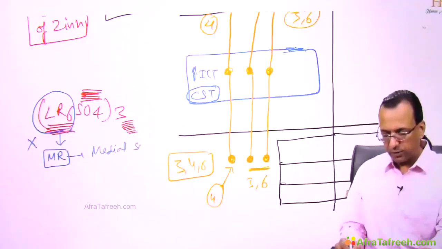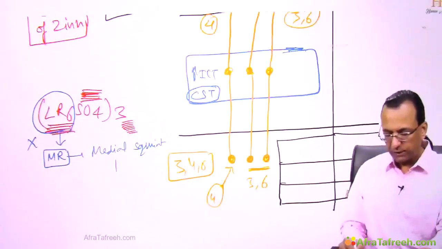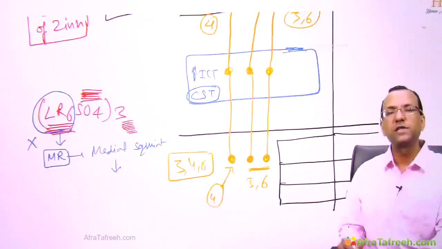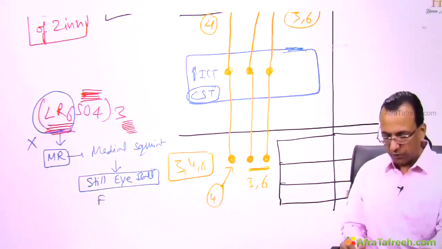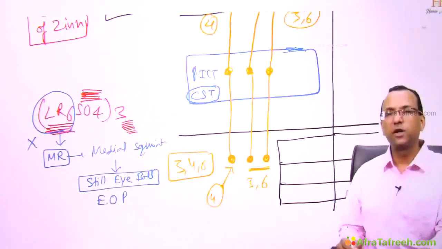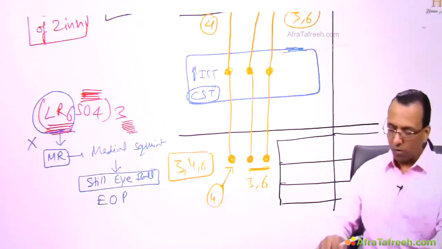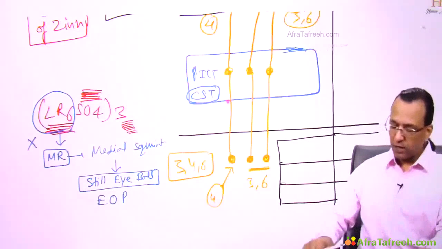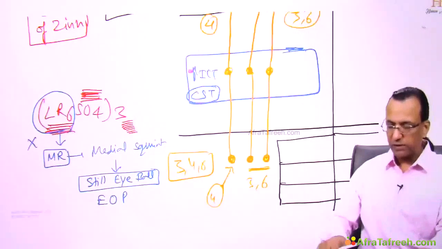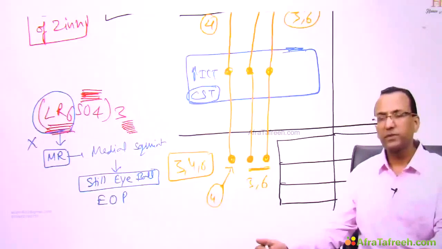And this medial squint, after some time, later in the stage of the disease, becomes a still eyeball. Why did it become still eyeball? Because there was what is called external ophthalmoplegia. What is external ophthalmoplegia due to? Because all the nerves have been compromised. See, in the beginning, when you're talking about cavernous sinus thrombosis, raised intracranial tension, which is the earliest nerve to get involved? The 6th nerve.